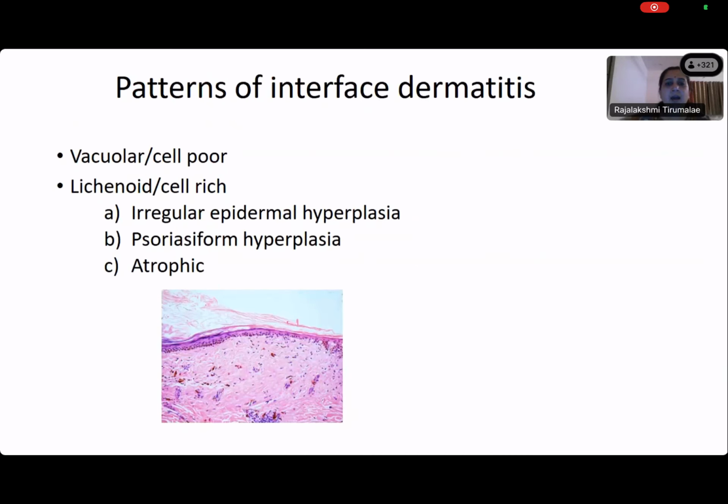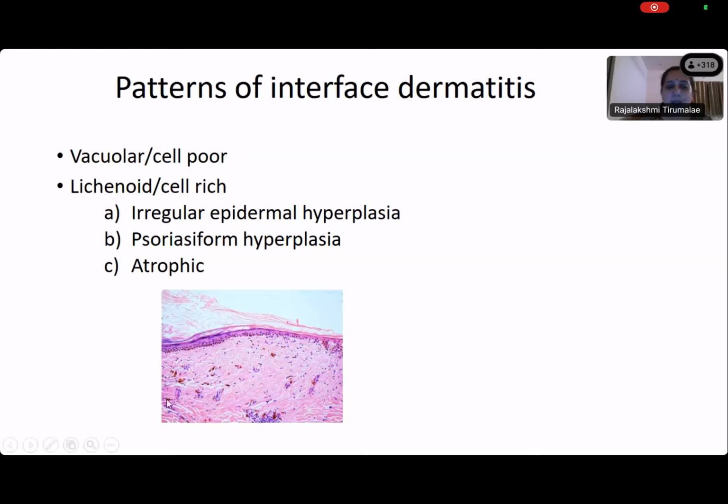Now, again, a point about lichen planus is that there are many variants of lichen planus. So it depends on what you're looking at. And if you talk about interface dermatitis, there are two important sub-patterns. One is the cell poor, where only the vacuolar changes are prominent. And the second one is cell rich, where you also have a lichenoid infiltrate. And under that, you have to look at whether the epidermis is hyperplastic or atrophic.